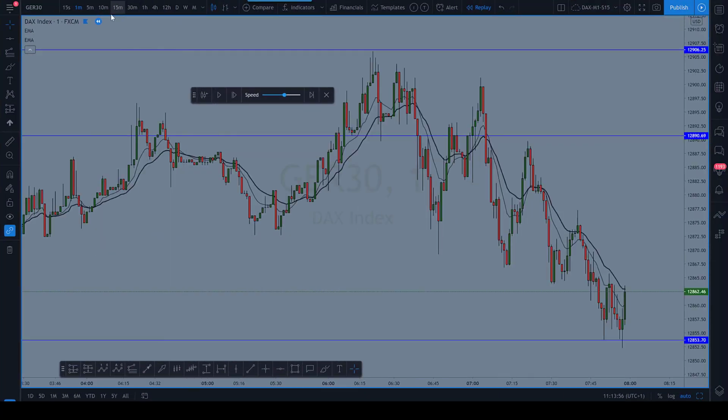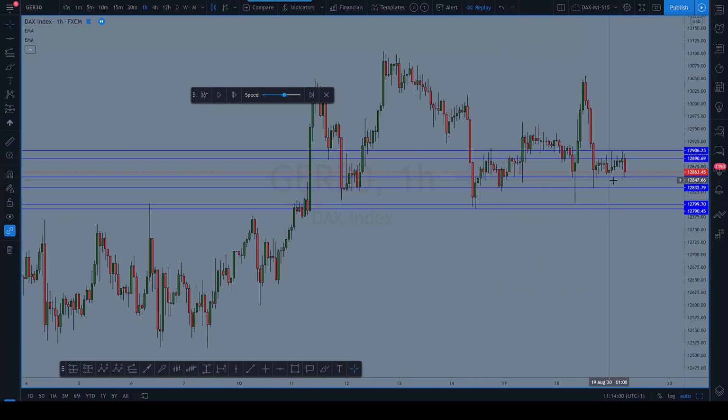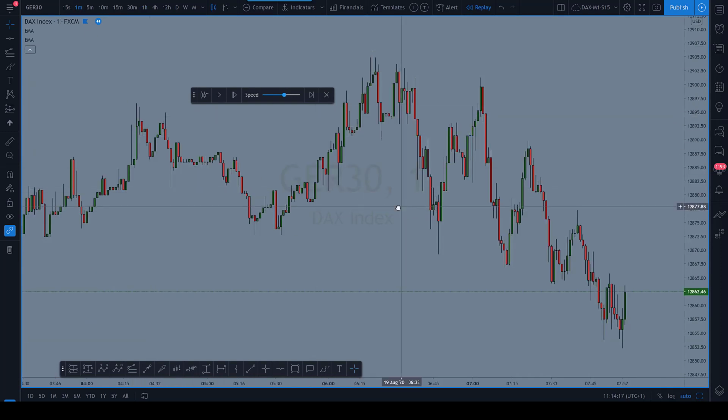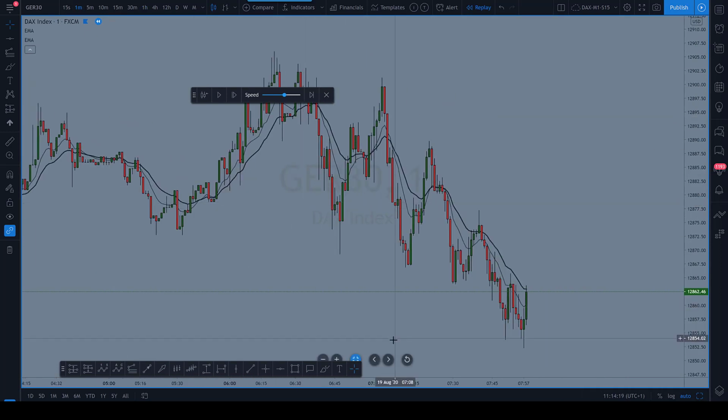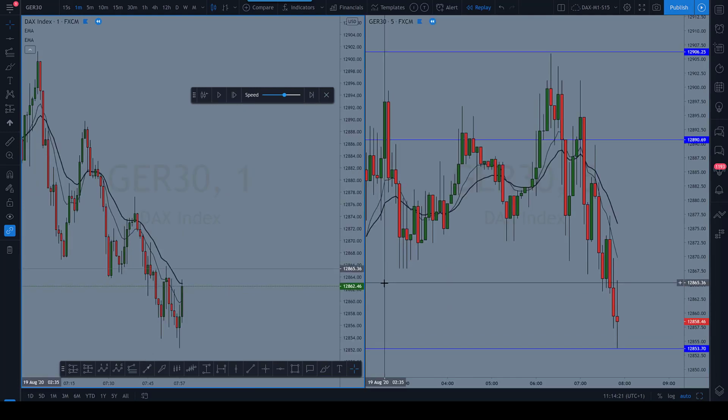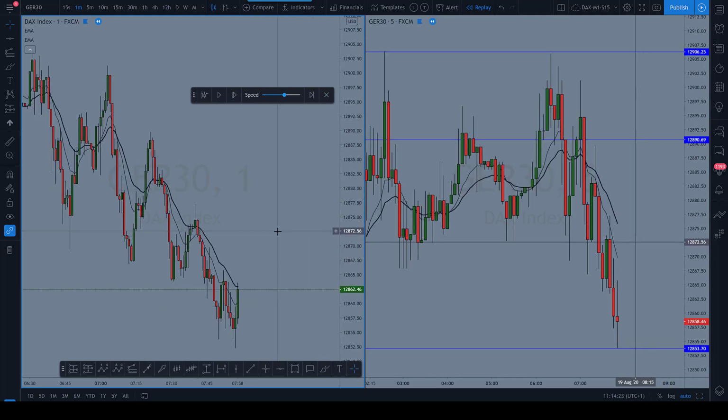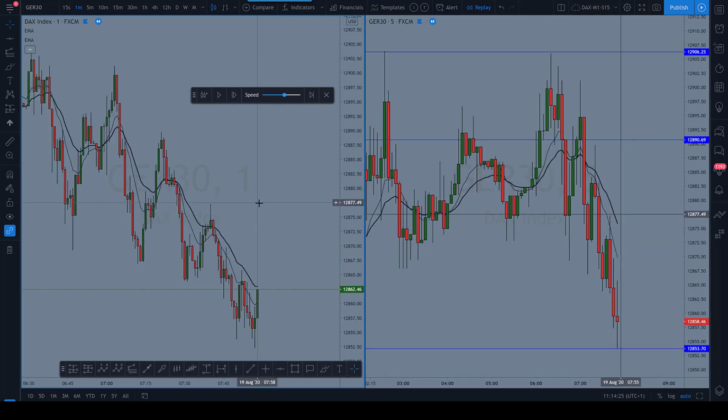If we go to the hourly chart, what is this level? We go there, this level happens to be the low of the Frankfurt Open, but before that it was the low of the overnight session, so this low here. So we know that it's hit some kind of a support level already, and now we will play and see what happens. So I'm going to play the chart to the left first.